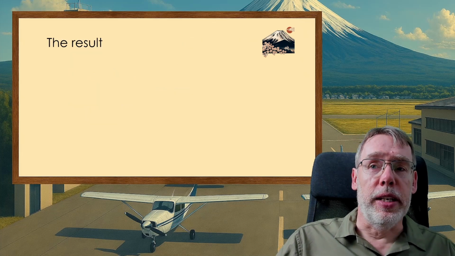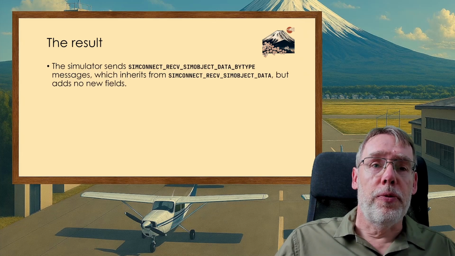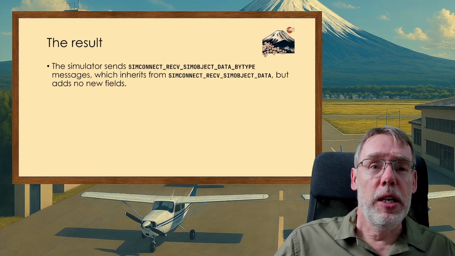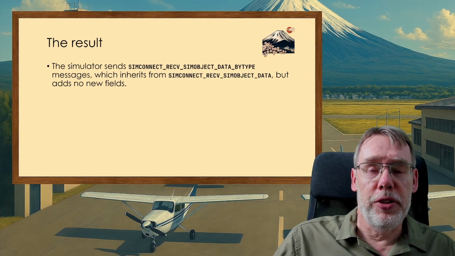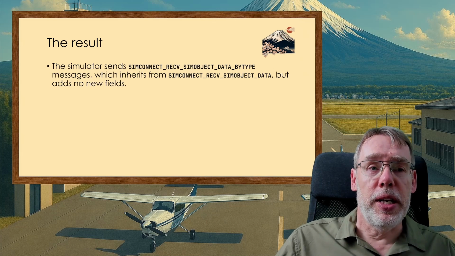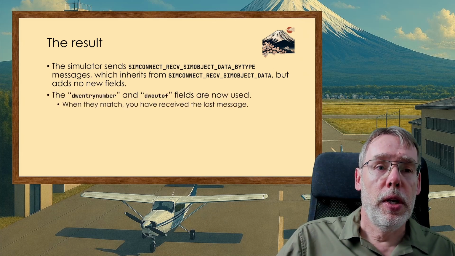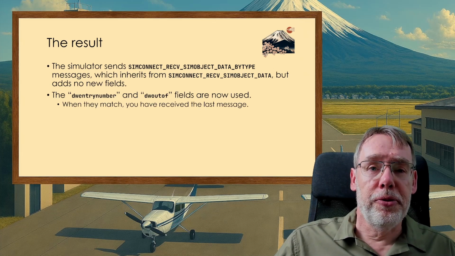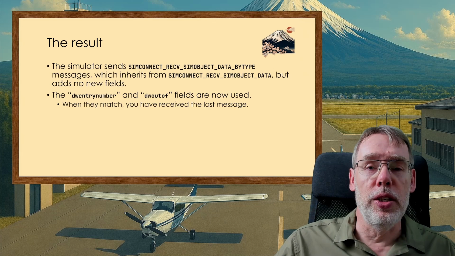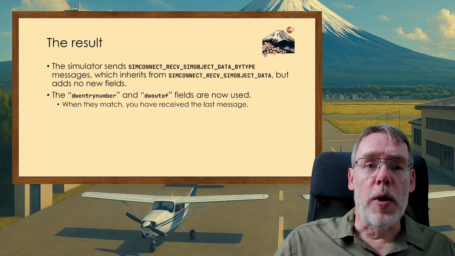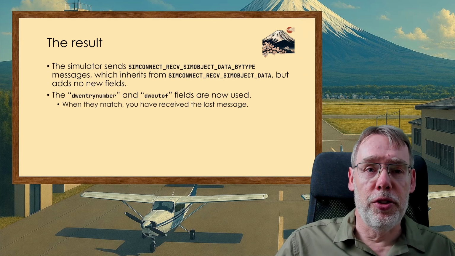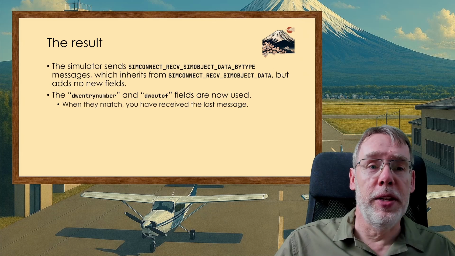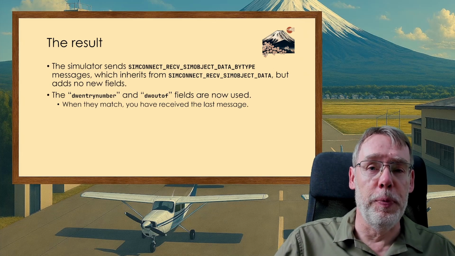The result that you'll get is messages of the type SimConnect receive object data by type, which inherits from the SimConnect receive SimObject data message, but adds no new fields. The dwEntryNumber and dwOutOf fields in the message are now actually used. And they will tell you how many messages there will be in this single reply and which is the number of the current one. So when they match, you have received the last message.